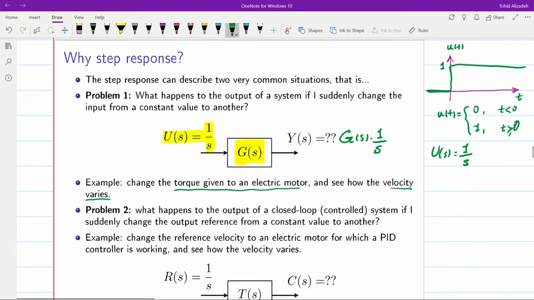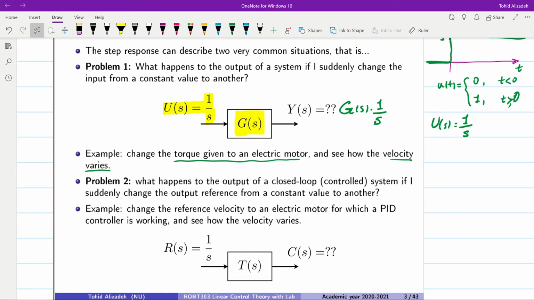The second case is when we assume that we apply the unit step as the reference signal to a closed loop system. So the closed loop system itself could be considered as a transfer function, T of s. It receives the reference signal and it will give us the output signal, which is C of s equal to T of s times 1 over s. So basically we want to change the reference input of the closed loop system. We give it a sudden change, and then we want to see what happens to the output of the system.